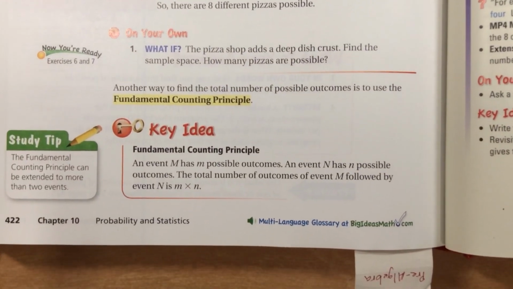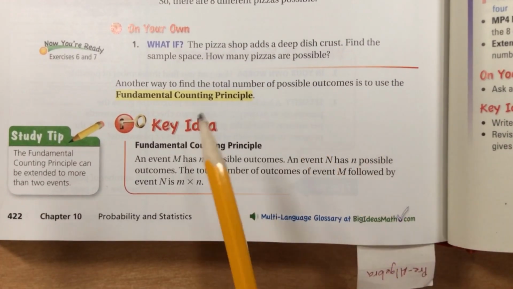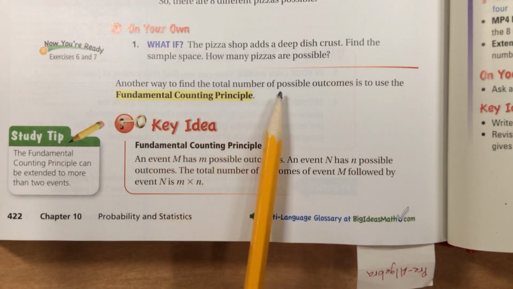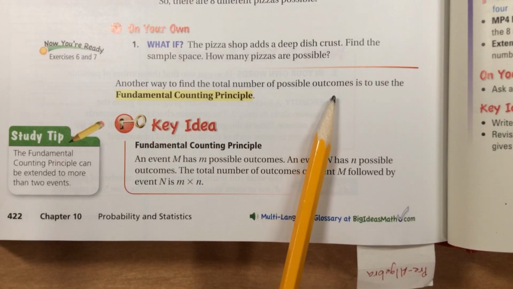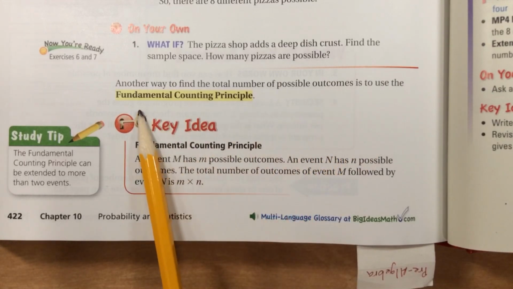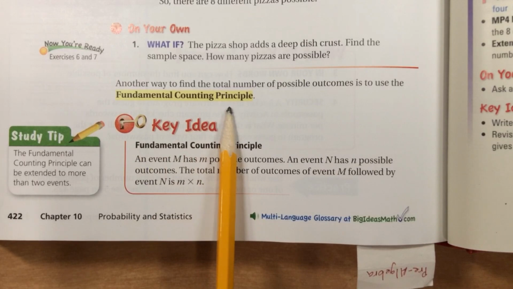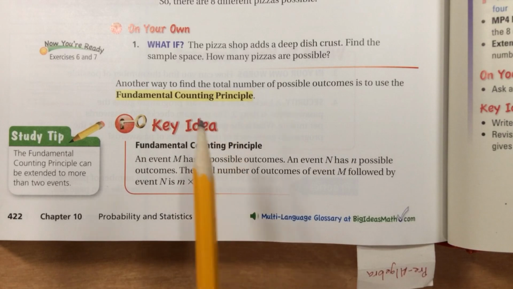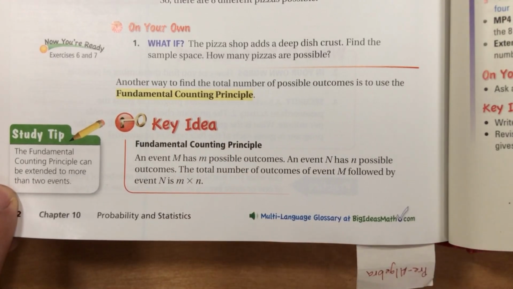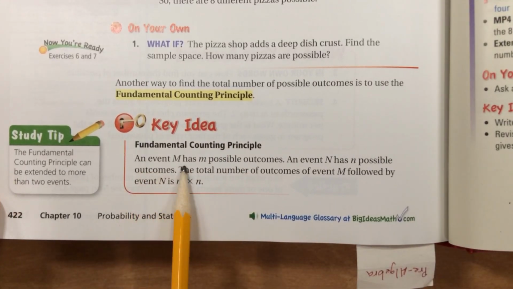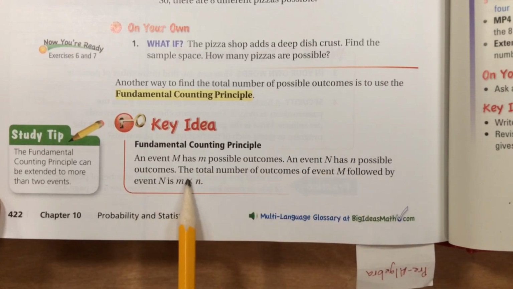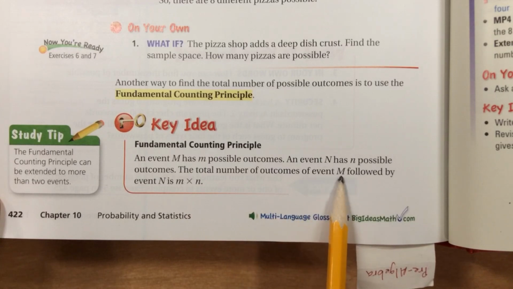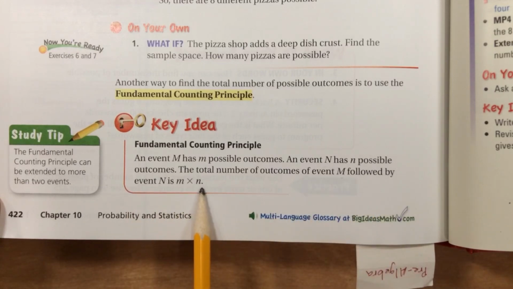Now, going down here, another way to find the total number of possible outcomes, and this way doesn't list them all out for us, but it does tell us how many there are, is to use something called the fundamental counting principle. The fundamental counting principle makes this easy schmeezy. For instance, if we were to go back up here, here's what it says. An event M has M possible outcomes. An event N has N possible outcomes. The total number of outcomes for event M followed by event N is M times N.